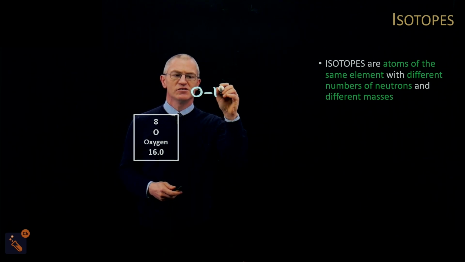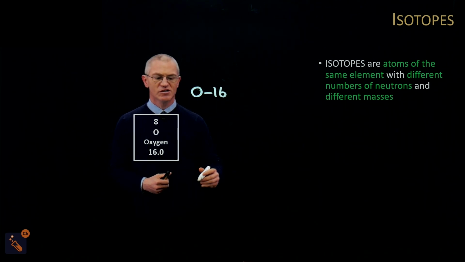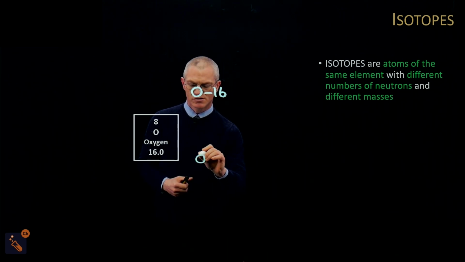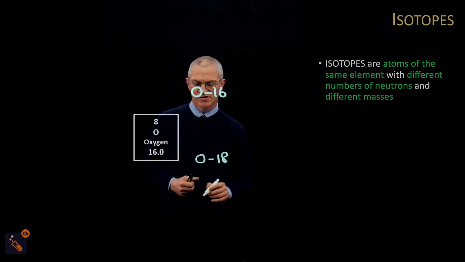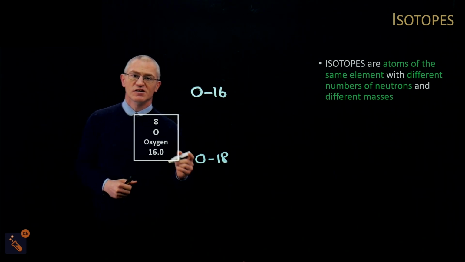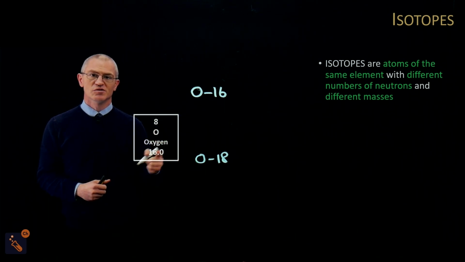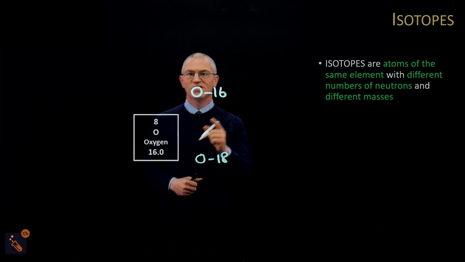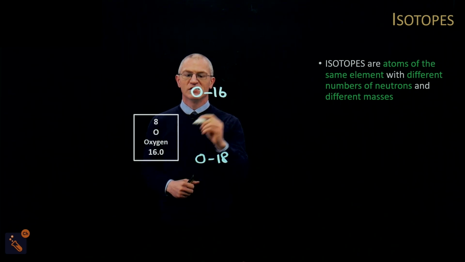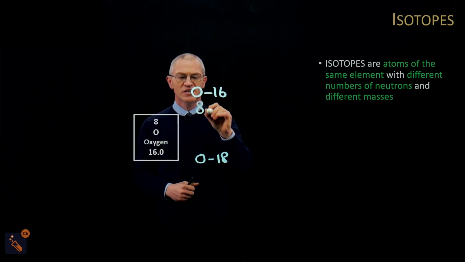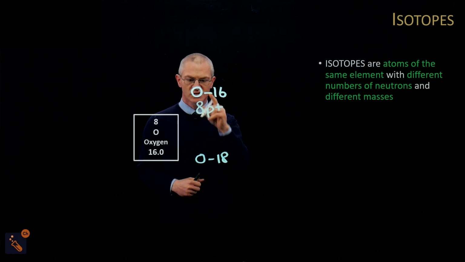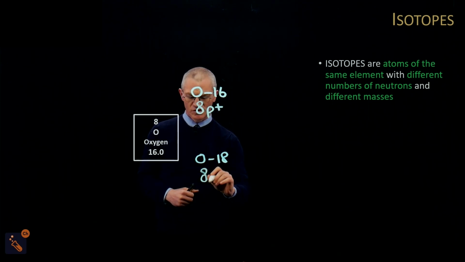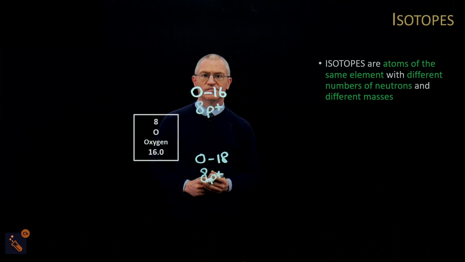So we're going to go for oxygen 16, and we're going to go for oxygen 18. Okay, now oxygen 16 is the normal one on the periodic table. All we do is we look at our symbol on the periodic table and we go, right, okay, we have got an atomic number of 8. That means that we have 8 protons. Now they are both oxygen, so therefore they will both have 8 protons.